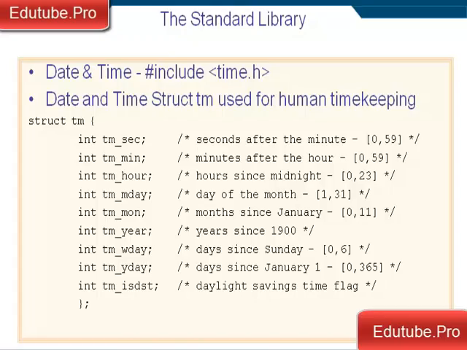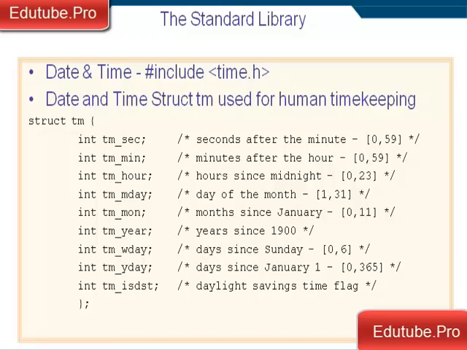Here is a TM structure definition. This came straight out of my time.h header on my compiler, and it should look the same as yours if you're on the Windows platform. If you're on the Linux Unix platform, find your time.h and take a look, and you should have exactly the same struct layout, but you may have other information in the time.h, a little different than what we have here. So this is our TM structure.